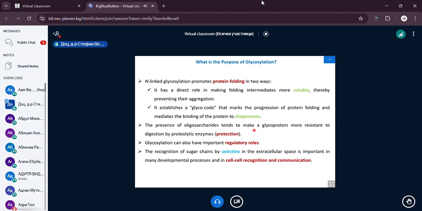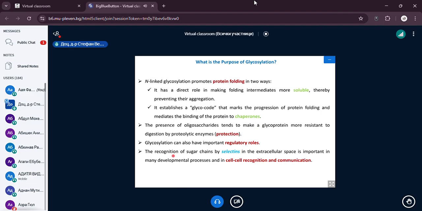Glycosylation can also have important regulatory roles. These oligosaccharide chains on the surface of the proteins can be recognized by specific receptors, and then a specific response can be triggered in the cells by recognizing these glucose residues.